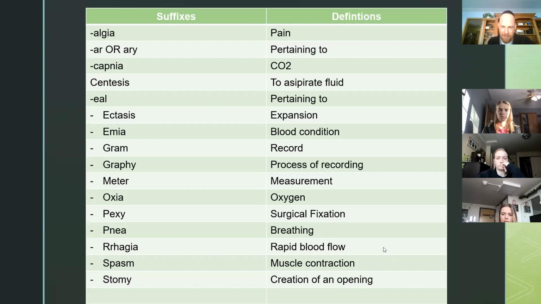All right, I got to move my thing to see the last one. Stomy. Okay, it's just creation of an opening. Okay, my last question. I do this a lot, guys. I do little quiz questions as we go through this. But if I did a thoracostomy on someone, what would that be? Thoracostomy.